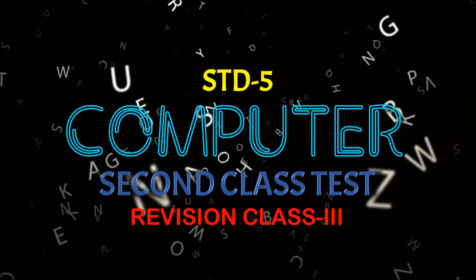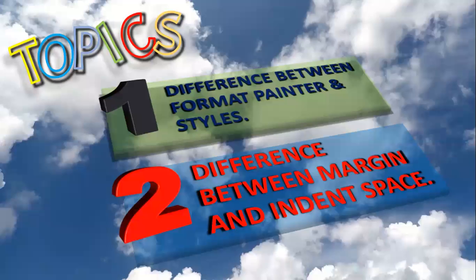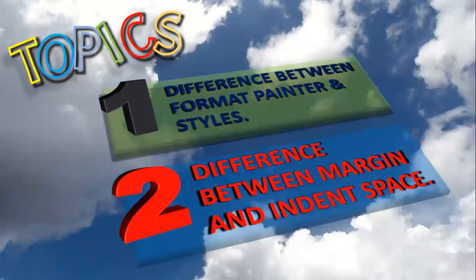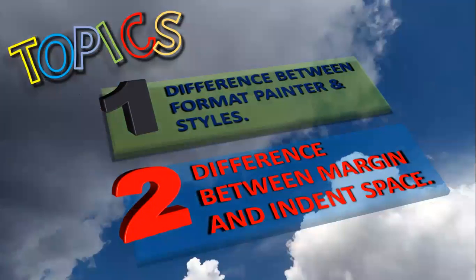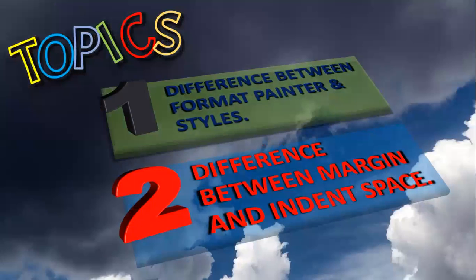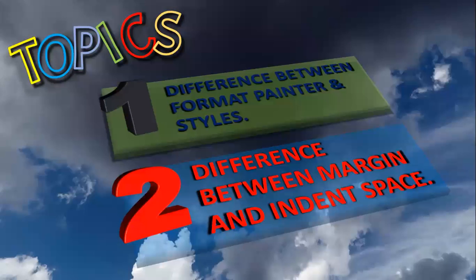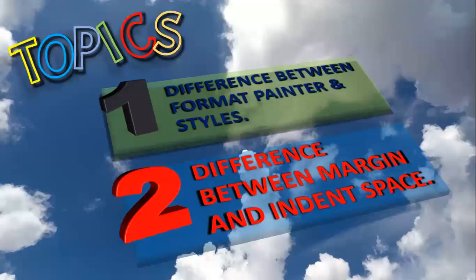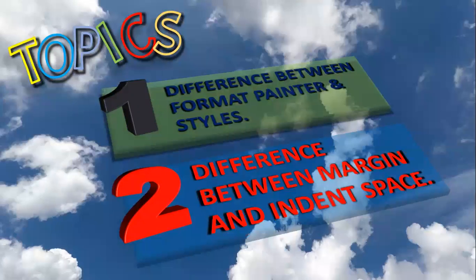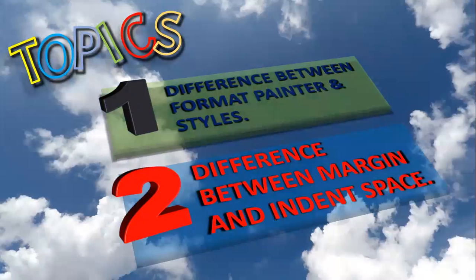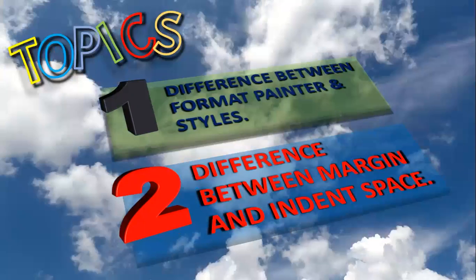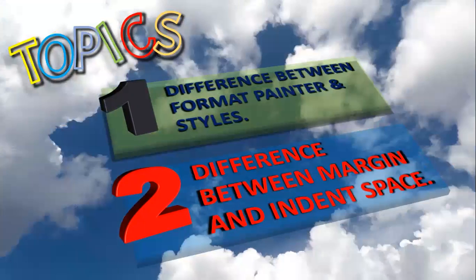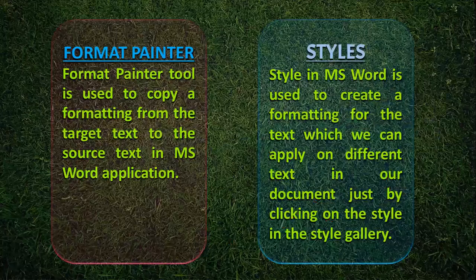So the topic which we are going to discuss today is the difference between Format Painter and styles. We have used Format Painter and we have used styles also. So we will bring out the difference between these two tools which we use in MS Word application. And the second topic which we are going to discuss today is the difference between margin space and the indent space. So let's start with the Format Painter tool.